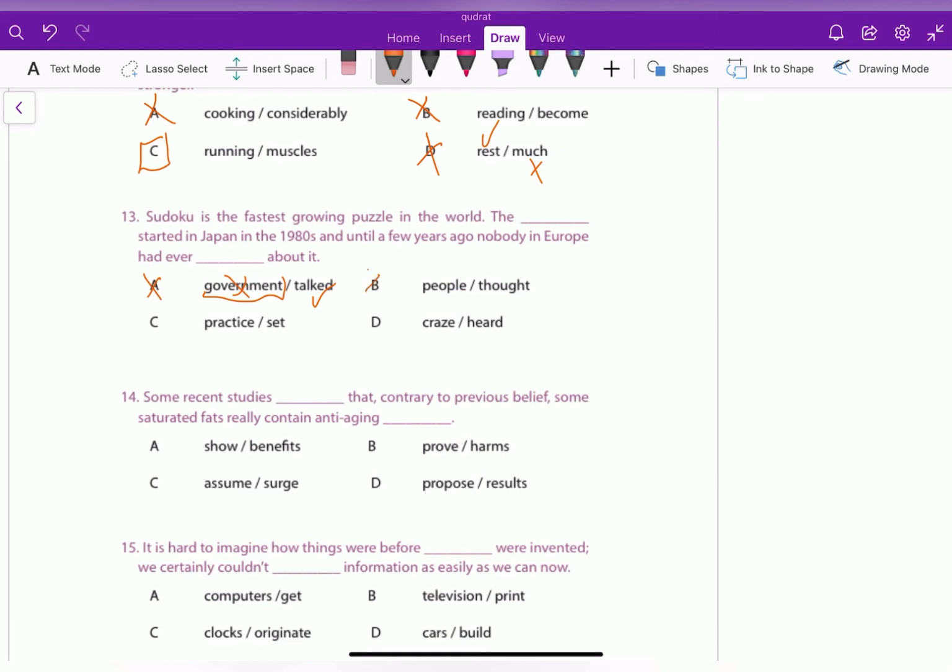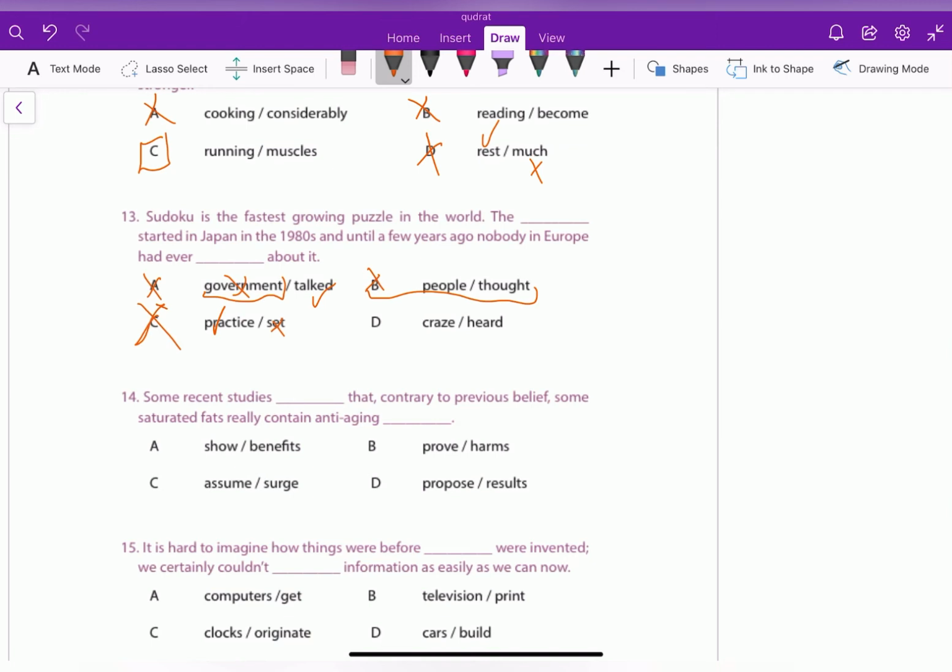Well, not really, because this in context doesn't make as much sense. So, the practice started in Japan in the 1980s. The practice makes sense. Until a few years ago, nobody in Europe had ever set about it. Set about it. No, it doesn't make sense. Why? Because what do you mean set about it? That's not a correct answer.